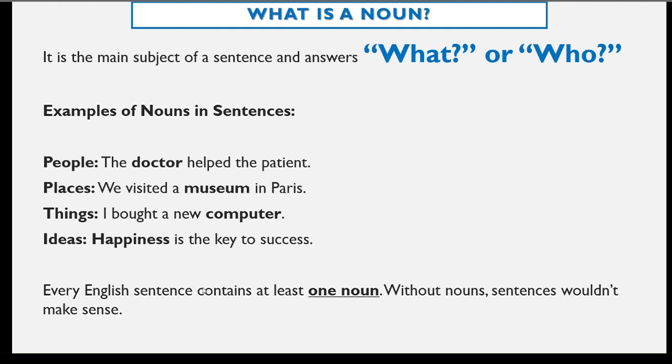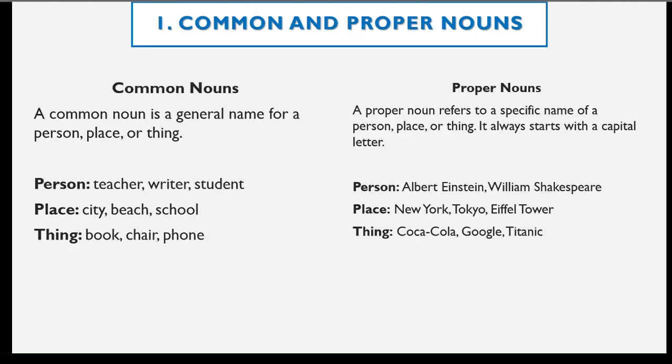Every English sentence contains at least one noun. Without nouns, sentences wouldn't make any sense. There are many different types of nouns, each serving a unique function in English. Understanding these categories helps in proper sentence formation and avoiding grammatical errors. First one is common and proper nouns.